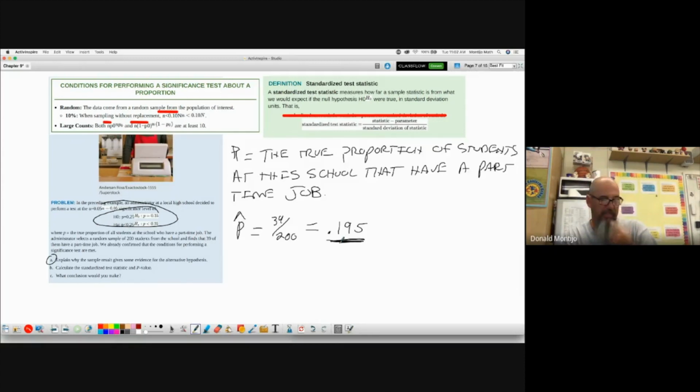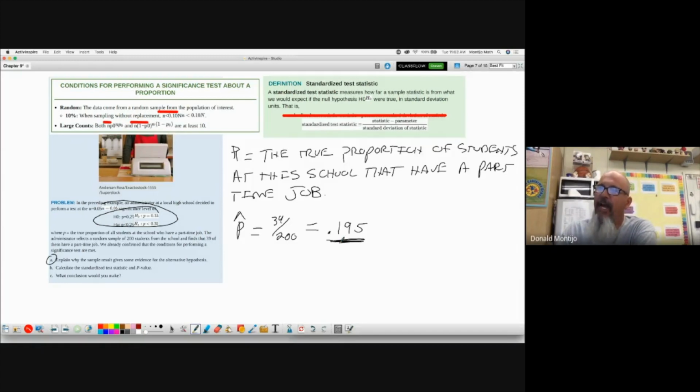Well, it's less than 0.25. It's 0.195. So we have some evidence that it's not equal to 0.25. But is that far enough away? Is that data statistically significant for us to conclude that truly less than 25%? Or is this 0.195 relatively common if the true answer was 0.25? So due to sampling variability, is this relatively common or not? Explain why the sample results give us some evidence. Well, it's less than 0.25.